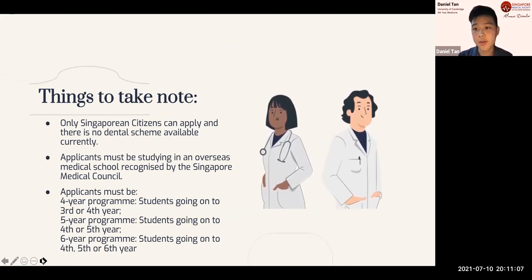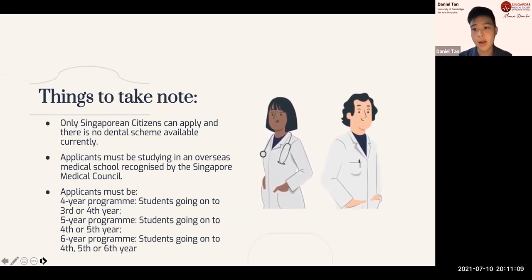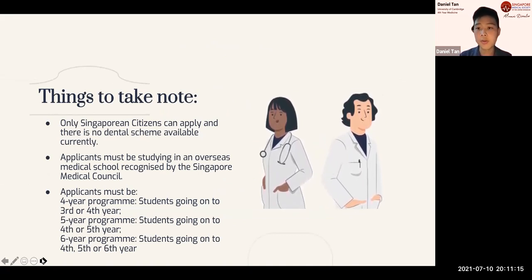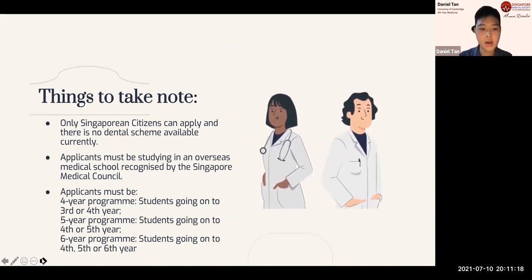And there's also no dental scheme. A lot of people have asked in the past whether or not PEG has a dental scheme, but there is no dental scheme. It was cancelled, I think, a few years back. So this is only applicable to medical students.